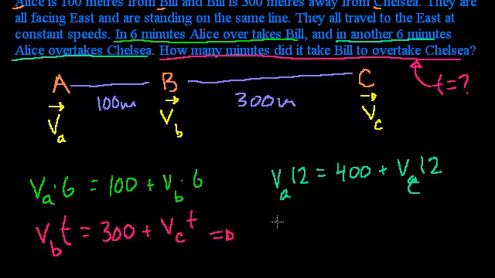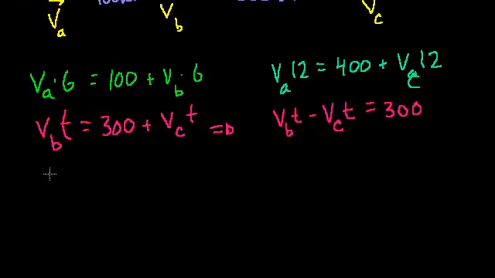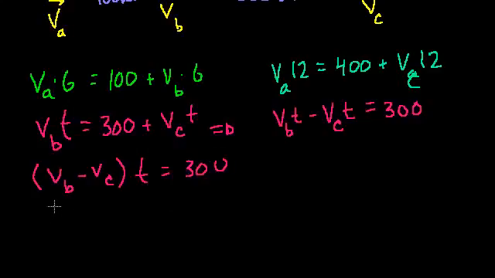You get VB t minus VC t is equal to 300. I just subtracted Chelsea's velocity times time from both sides of this equation. We can factor out the time, so let's do that. So you get VB minus VC times time, right? I just factored out the time, is equal to 300. Or time is equal to 300 over VB minus VC.